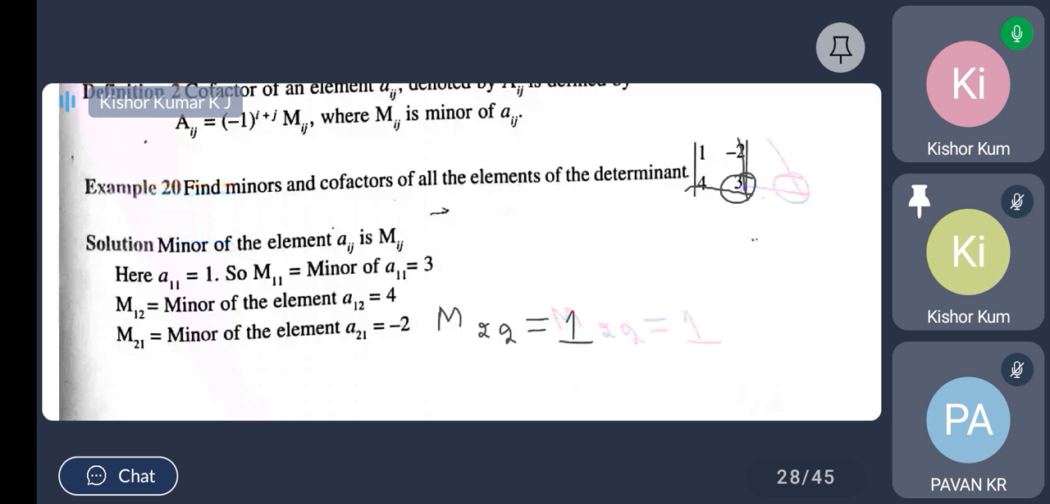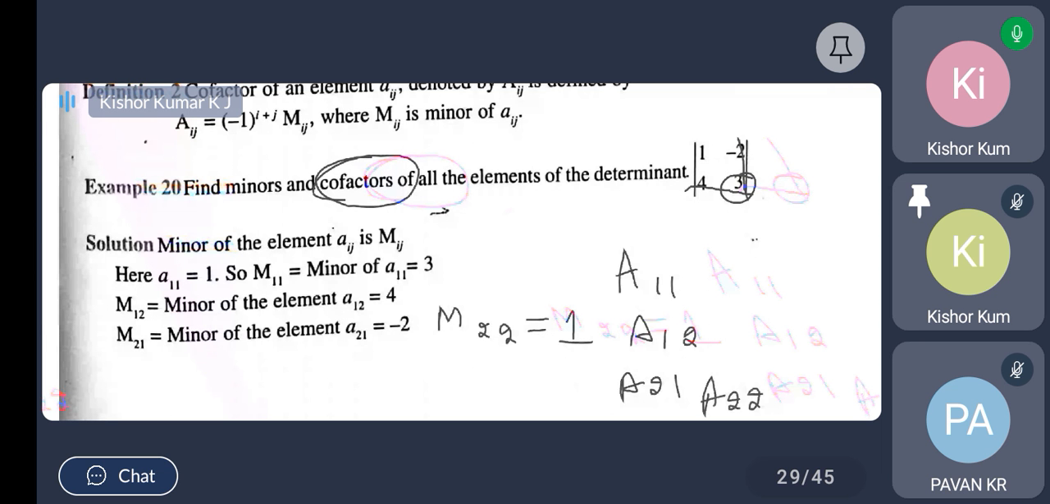Now after calculating all the minors, we should calculate the cofactors. As we considered here, we just have to mention the cofactor like A11, A12, A21, A22. These are the values we should now calculate. Okay, don't consider them in the form of a small letter. If we consider a small a11, that will be the element of the determinant. So compulsorily you should use the capital A for representing the cofactor of any element. So let's see how to calculate the cofactors.